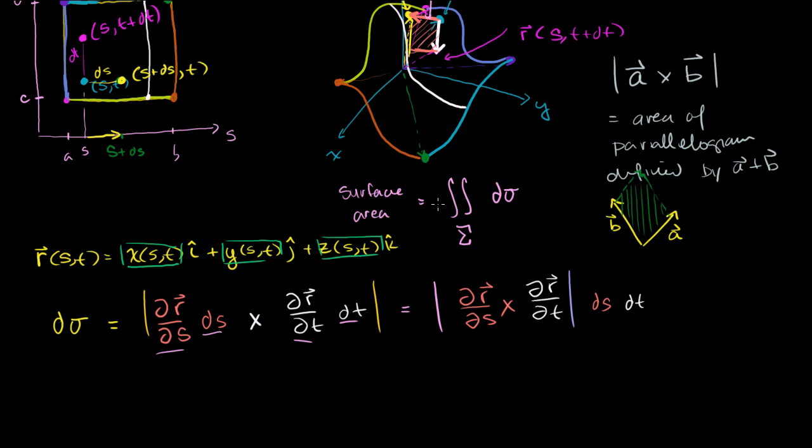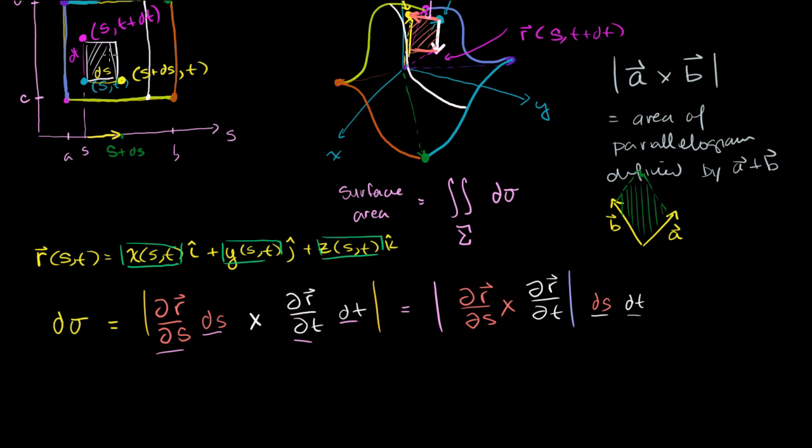So I wrote this here. Hey, maybe our surface area, if we were to take the sum of all of these little d sigmas, but there's no obvious way to evaluate that. But we know that all of the d sigmas are the same thing as if you take all of the ds's and all of the dt's. So this is a ds times a dt, right?